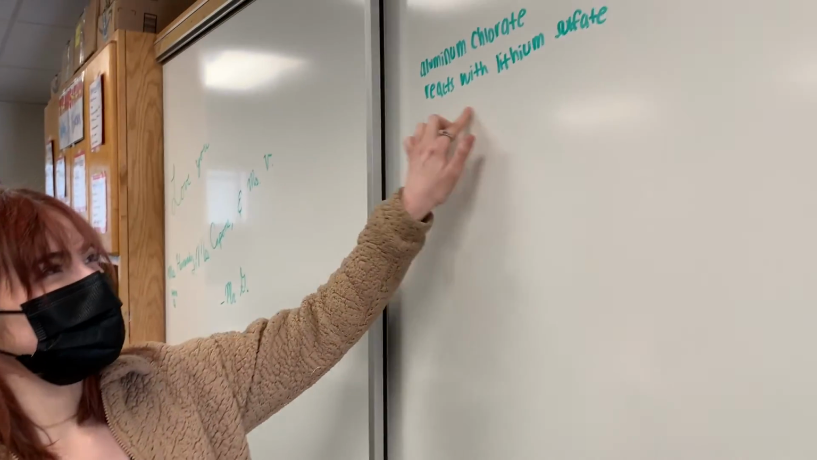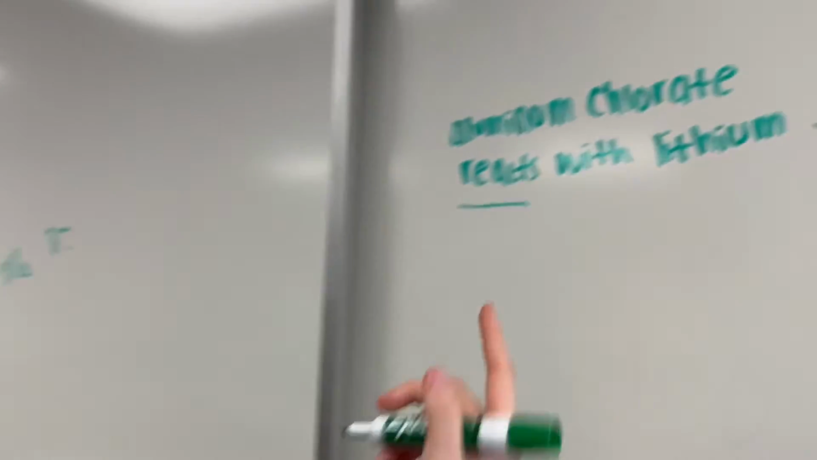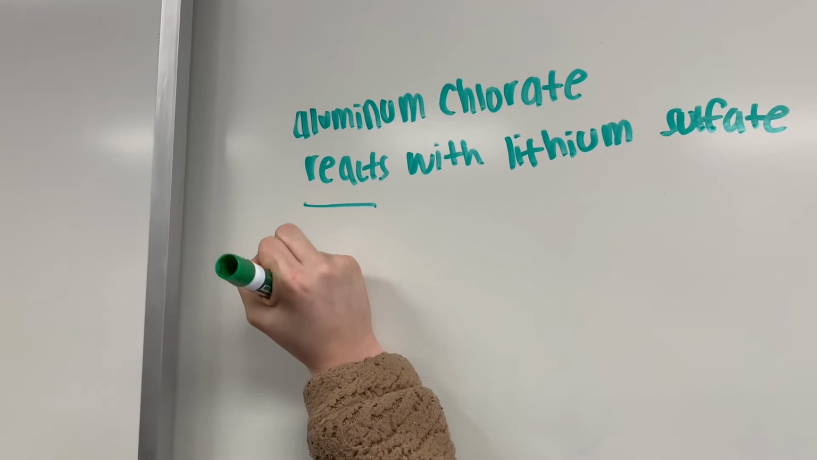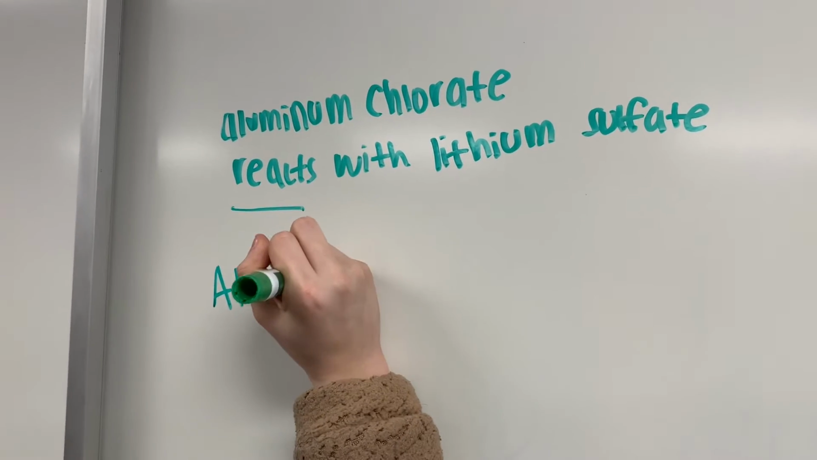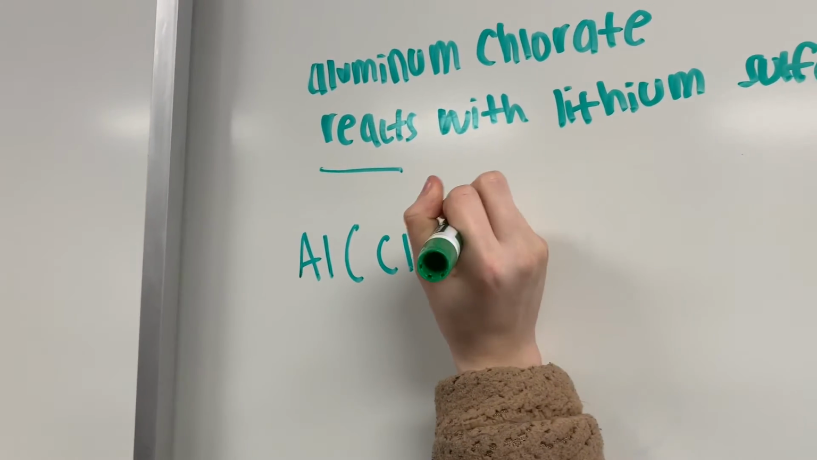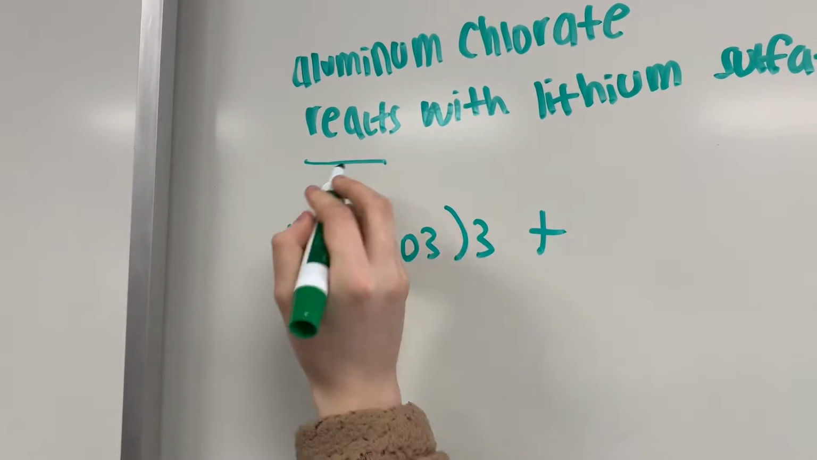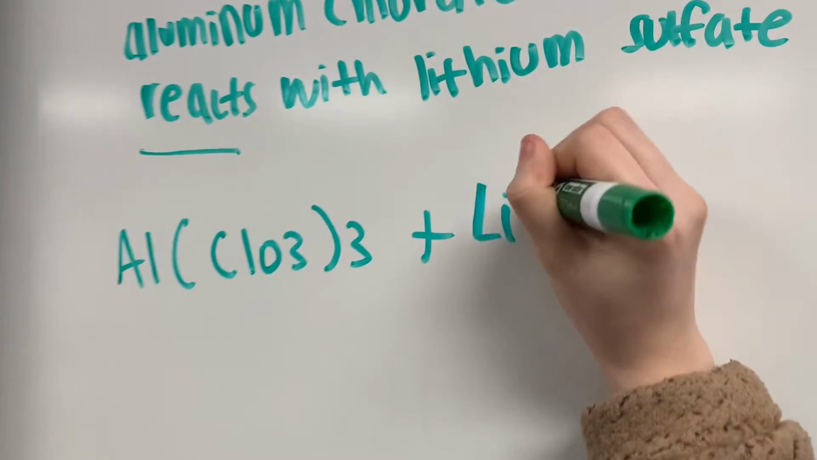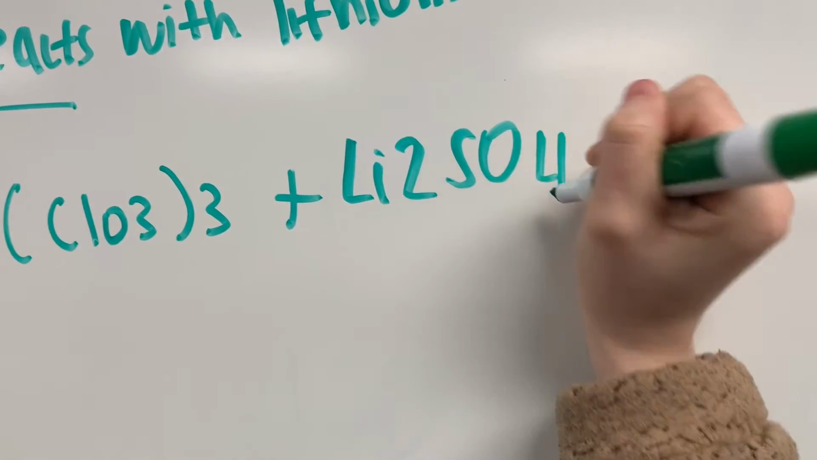Aluminum chlorate reacts with lithium sulfate. First step is to get your chemical formulas from your equation. So Al(ClO3)3 plus, because it reacts with Li2SO4, which is lithium sulfate.